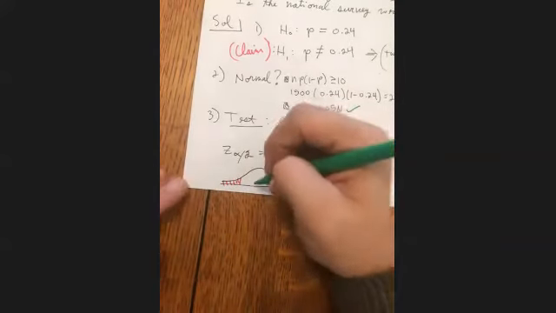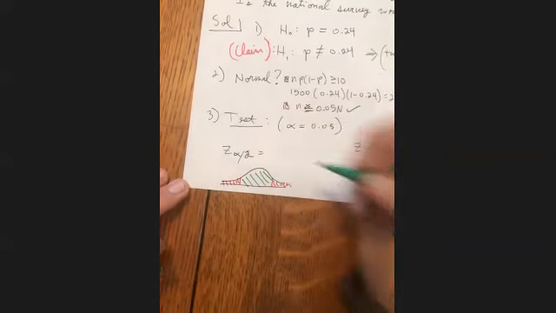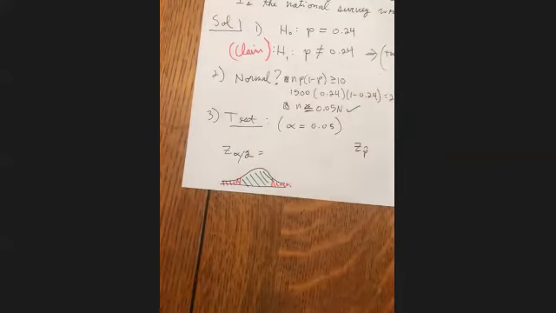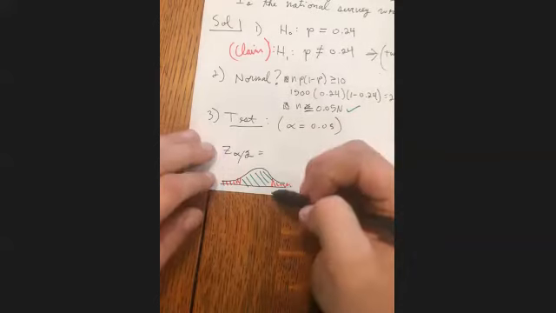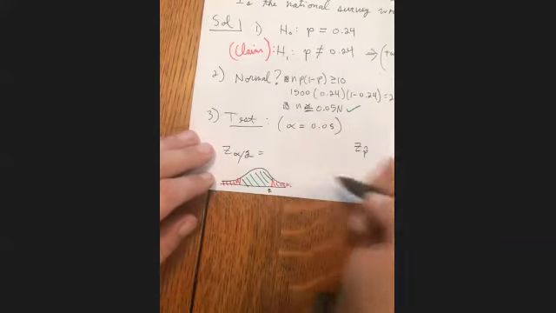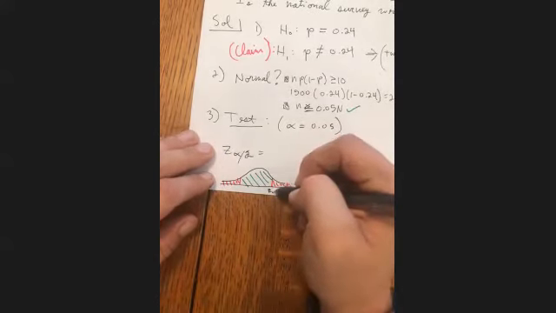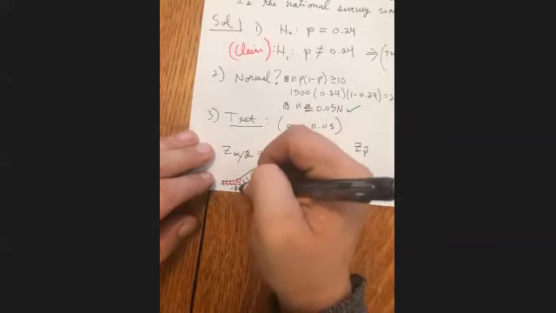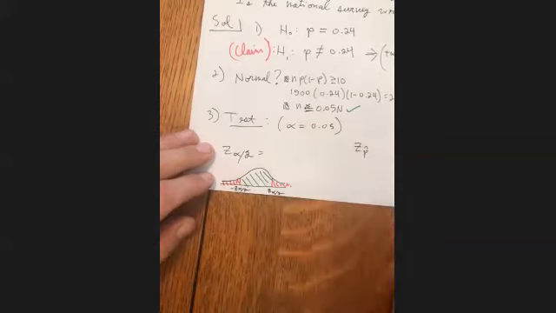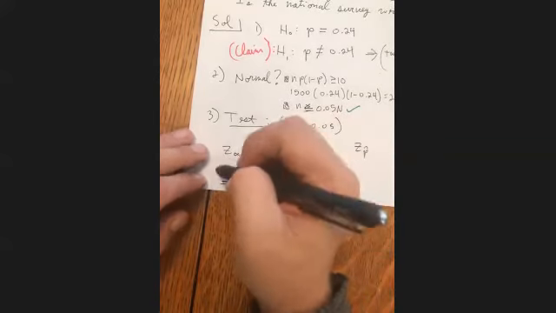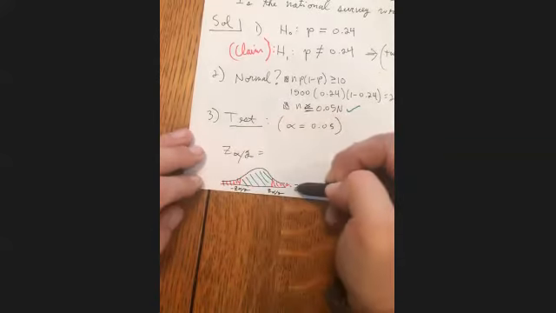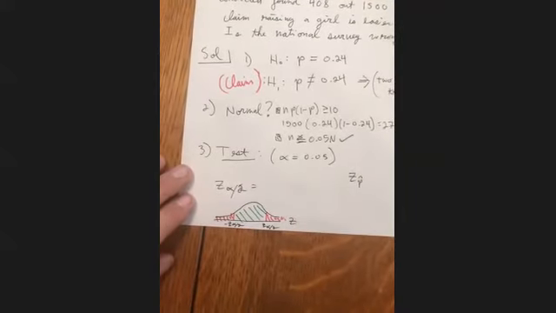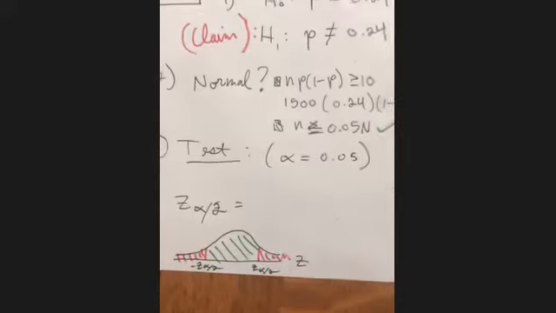So both of those tails are rejection regions. The green area is the fail to reject region, and this cutoff point will be Z of alpha over 2, and this one will be the negative of that. And again, here we're in Z land. Okay, so let me try to zoom in on that. If it'll let me, there we go.